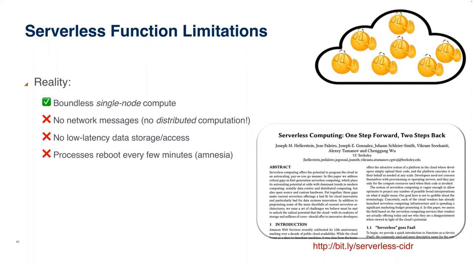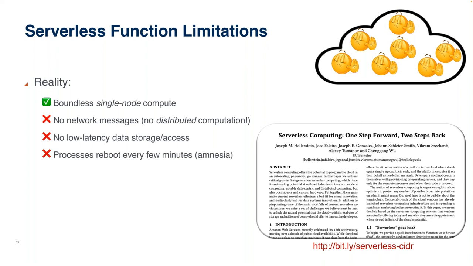One of the restrictions in FaaS platforms is the functions have no network inputs. They can't hear from anyone. They just run all by themselves, right? So there's no distributed computing on the world's biggest distributed computing platform. It's just a complete miss. We don't get any of the benefits of the cloud scale. Worse, or maybe equally bad, there's no low latency access to data or storage.